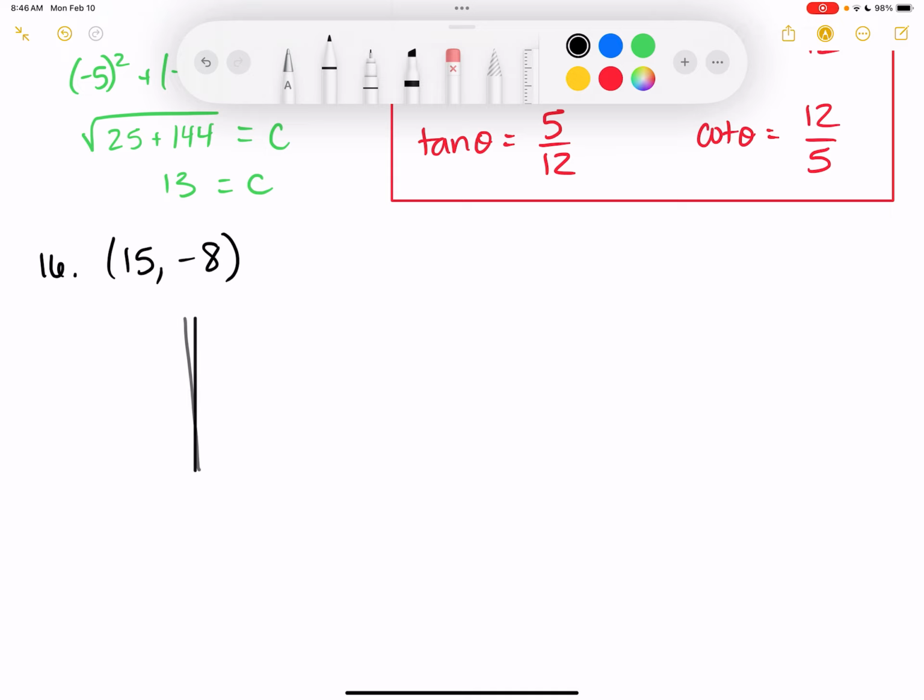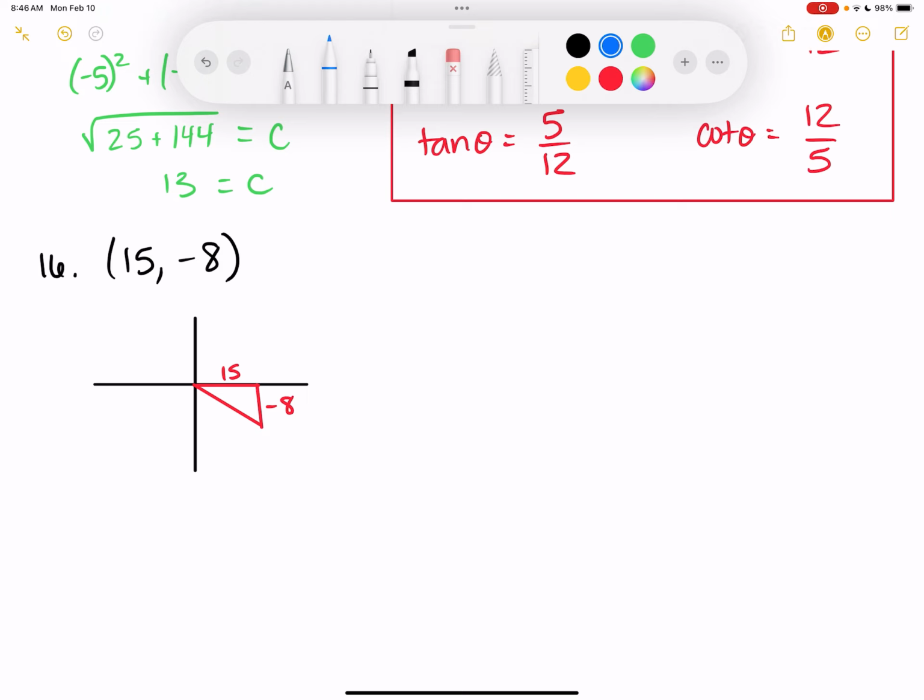So I'm going to set up my little coordinate plane. Doesn't have to be anything super big. So this is 15 and -8, so that means my x is positive, y is negative, so it's going to be down here. So I just put it in like that, and then touching the x-axis, so it'll be there. So I've got 15 here, -8 here, and then I've got to find the hypotenuse.